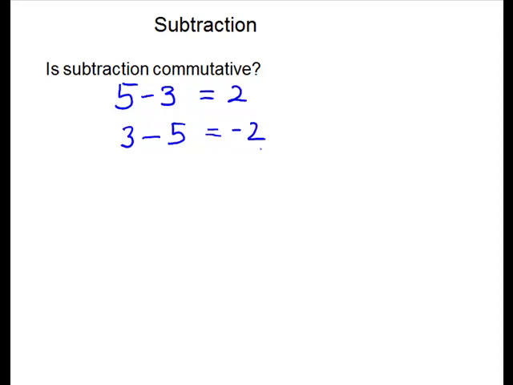This means that subtraction is not commutative. Order is going to matter. So our answer is no. If it's not commutative, it will not be associative. So we'll have to be more careful with subtraction.